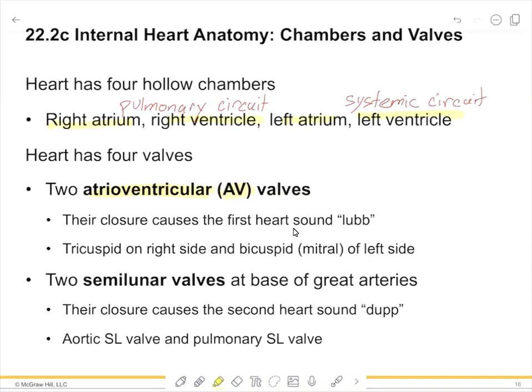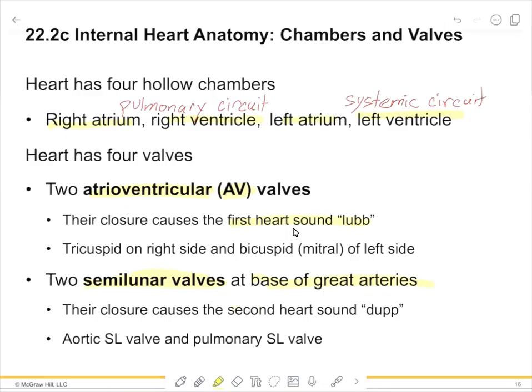Two of them are located between the ventricles and where they lead to. And they're the base of those great arteries like the pulmonary trunk, as well as the aorta. So the valve closures are going to be responsible for the sounds that you can hear with a stethoscope on the heart. So the closure from the first sound is called the lub sound.